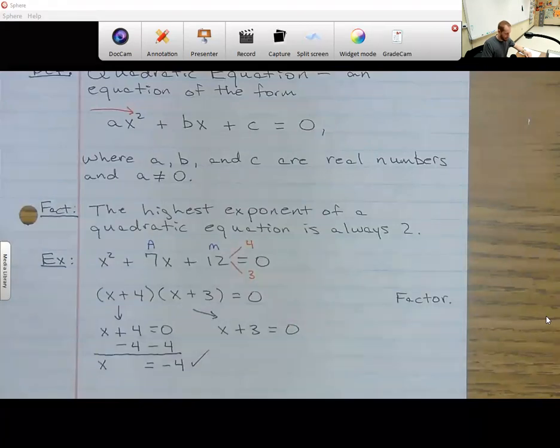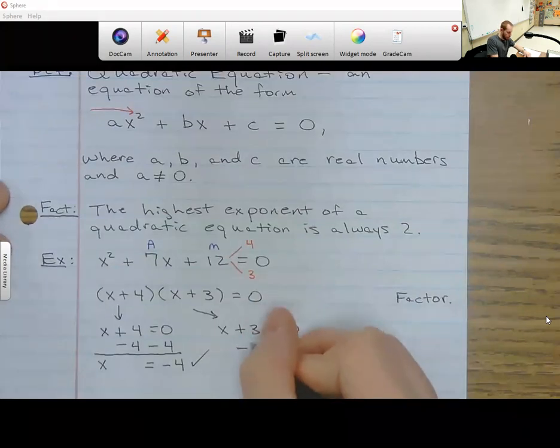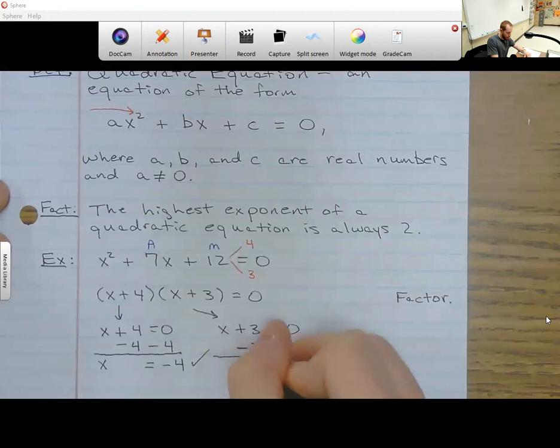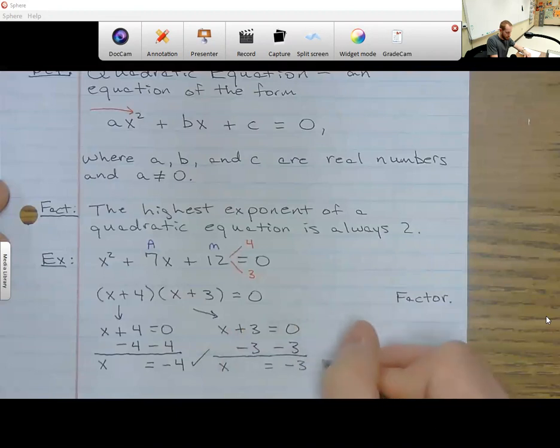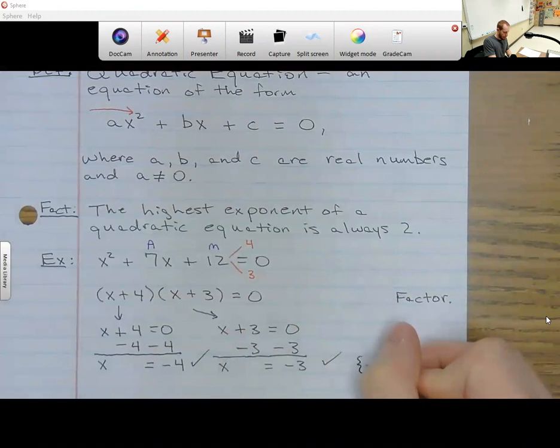And then I look at the next equation and see what answer that one gives me. This time I have to subtract 3 from both sides. So I do that, and I get x equals negative 3. So now I know what my two answers are: negative 4 and negative 3. Then, just like we did for the absolute value equations, we're going to write down a solution set, which is basically just a set with those two numbers inside. So I'm going to have a set containing negative 4 and negative 3, because those are the only two solutions for the equation up here.